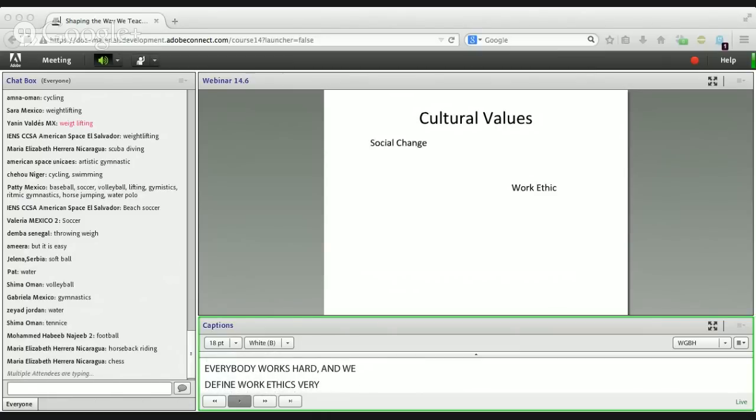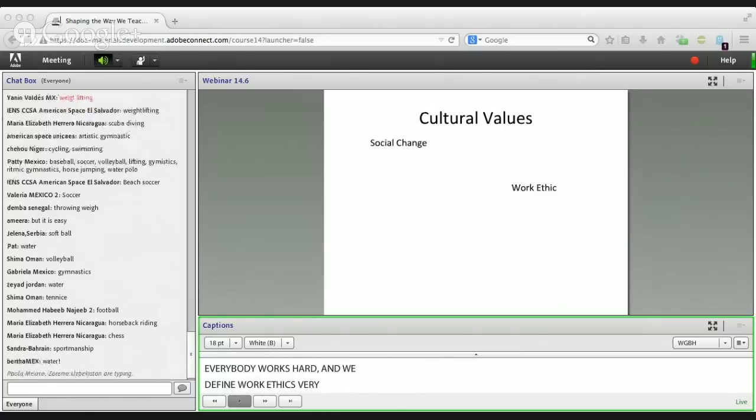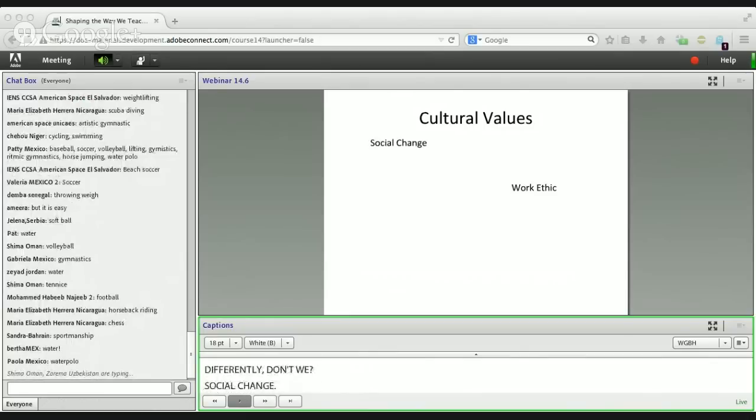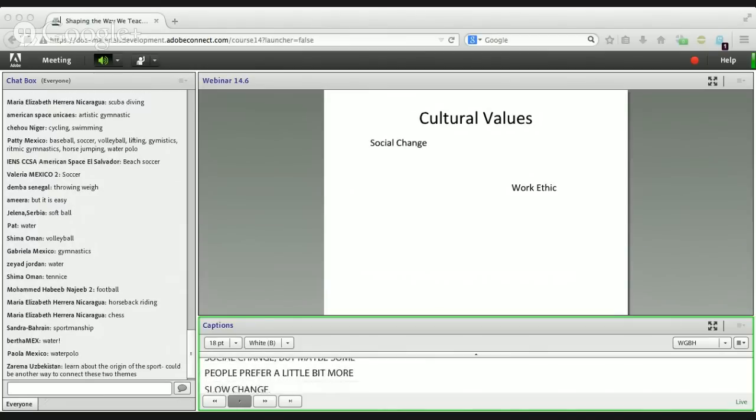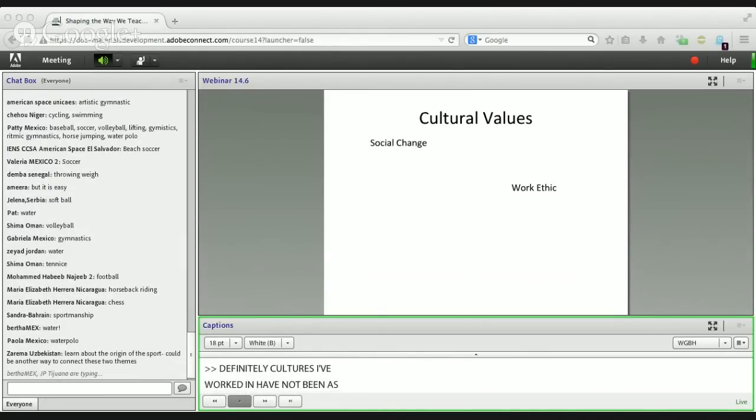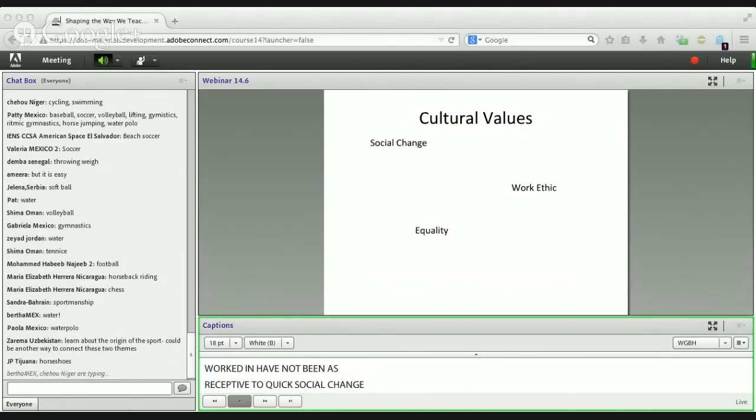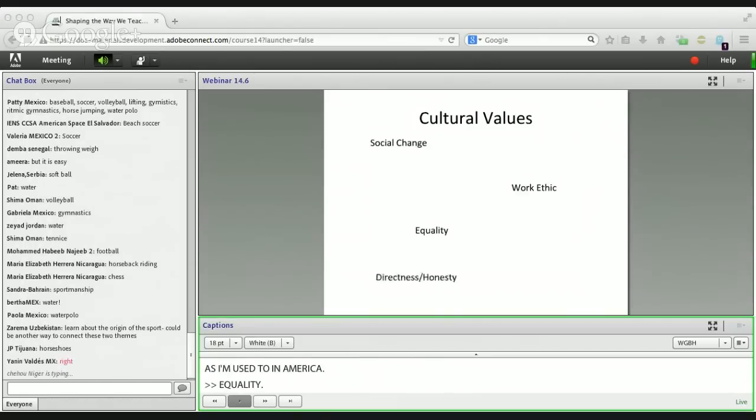Social change. I know that Americans tend to value rapid social change, but maybe some people prefer a little bit slower change. What do you think? Definitely, cultures that I've worked in have not been as receptive to quick social change as I'm used to in America. Equality. People define equality and egalitarianism very differently depending on where they're from. Very different. This is a big one.